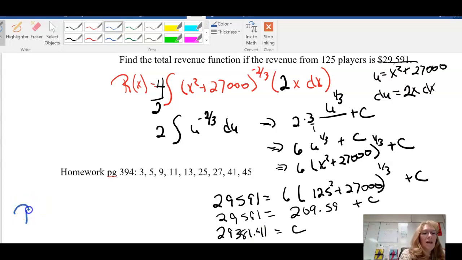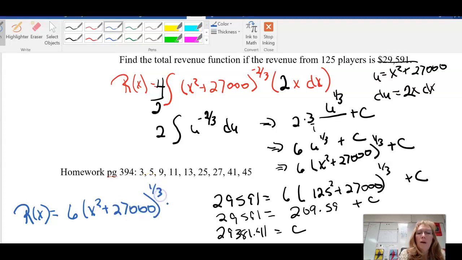All right, so your new equation is R of x equals 6 times x squared plus 27,000 to the 1/3 power plus 29,381.41. All right, good luck on your homework. Post any questions if you have any.